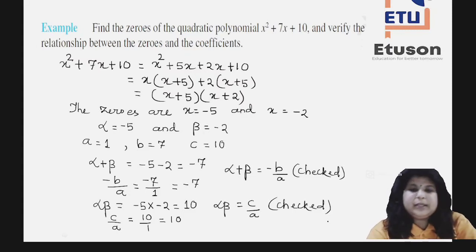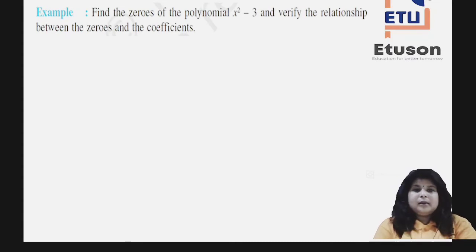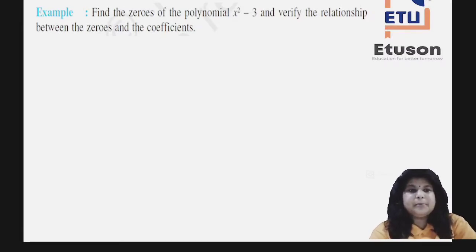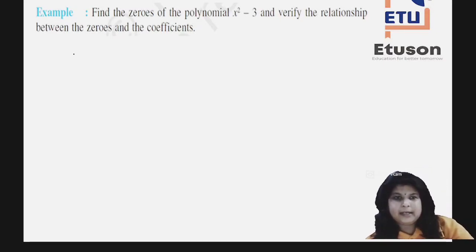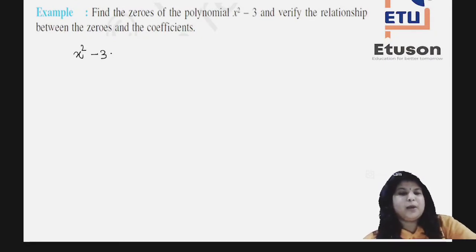Okay children, you have understood now. Shall we go to the next example then? Okay. Find the zeros of the polynomial x square minus 3 and verify the relationship between the zeros and the coefficient. Correct? So, we know that x square minus 3 is in the form of what? a square minus b square.